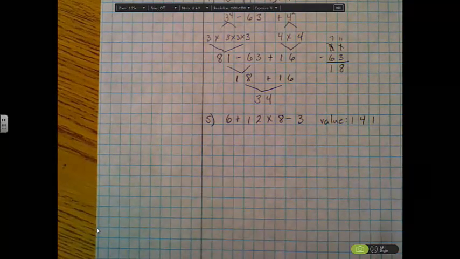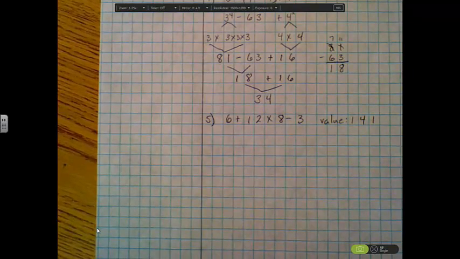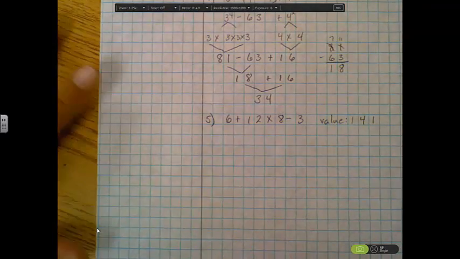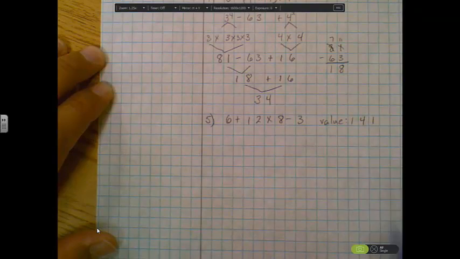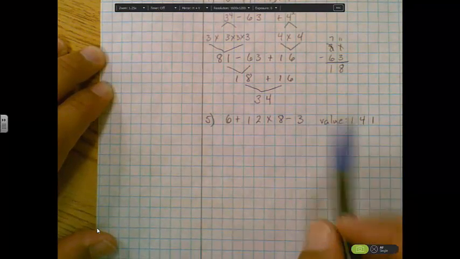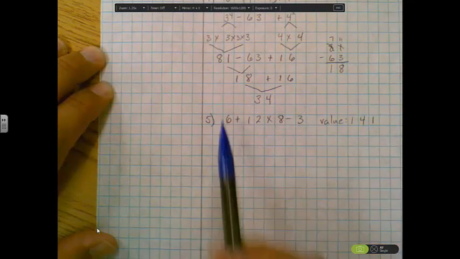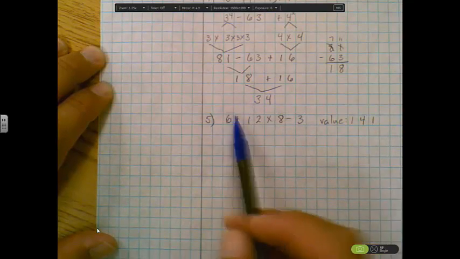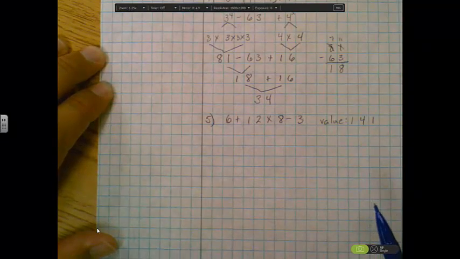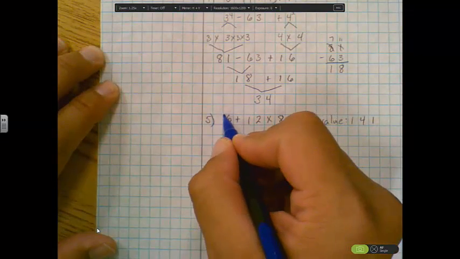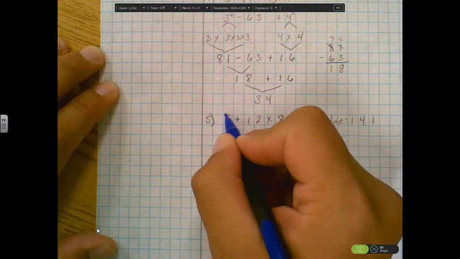Okay, so I've gone ahead and copied down the problem into my notes, and I want to look at it a little bit and see what is the best way to solve this. So I can put parentheses over certain numbers. I can put parentheses around the 8 and the 3. I can put parentheses around the 12 and the 8. I can put parentheses around the 6 and the 12. And when I do that, it's going to change the value each time. So let's look at one of these. Let's put the parentheses around the 6 and the 12.